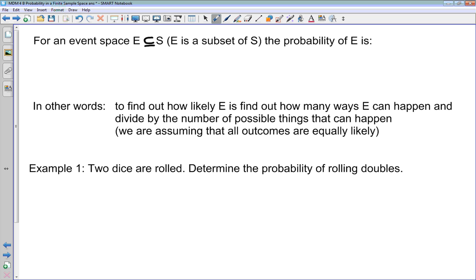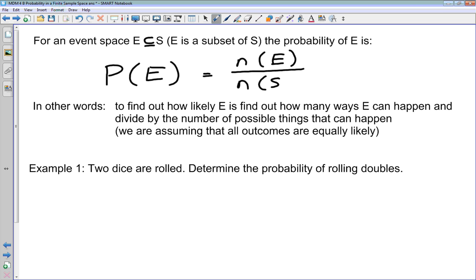The probability of this event E, we denote probability by capital letter P, and then in brackets afterwards we list the thing that we're trying to find the probability of. So the probability of event E is the number of ways that this event E can occur. What does that mean in terms of sets? It means the number of elements in the event space E, or the cardinality of that event space, divided by the total number of possible outcomes, which is the number of things in our sample space S. So the probability of event E is the number of elements in E divided by the number of elements in S.